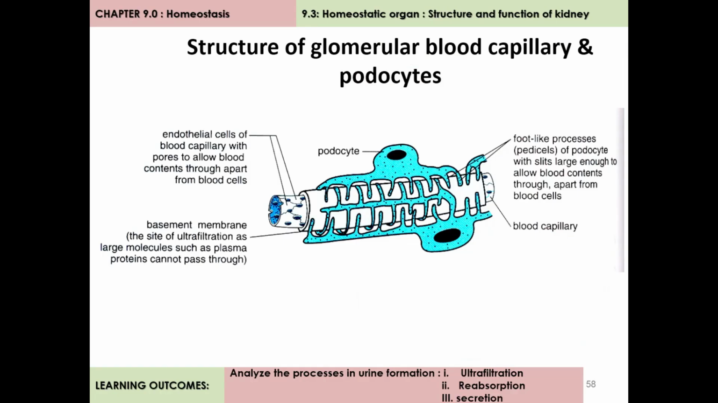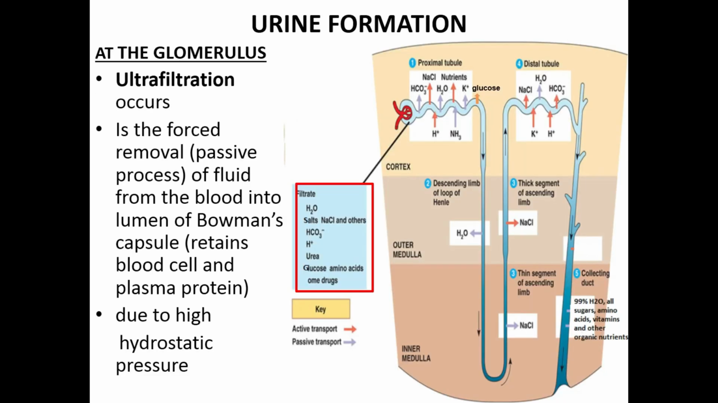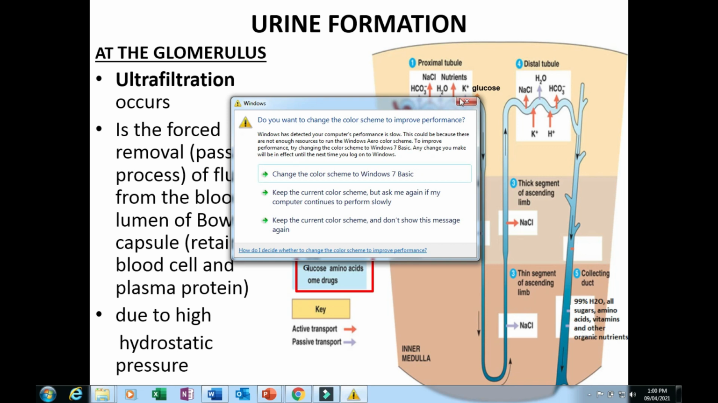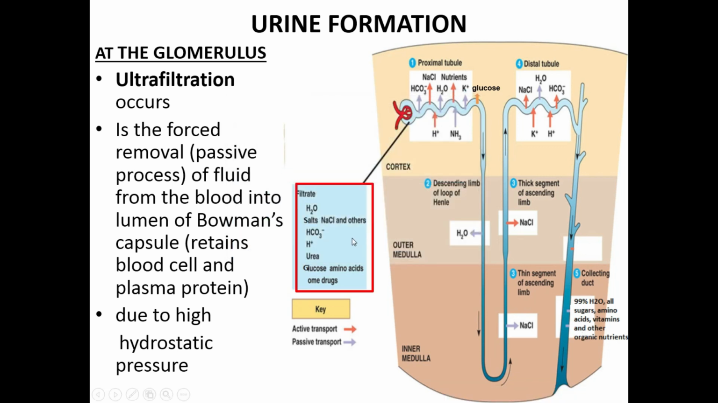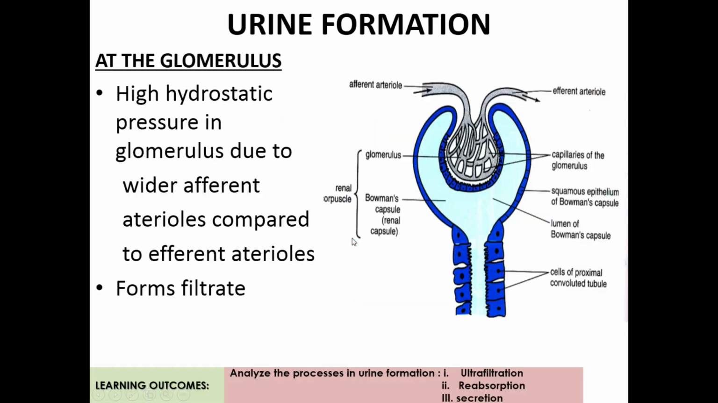Okay. Saya ulang balik. Yang pertama ialah awak ketahui apa itu arterial filtration. Okay, filtration occurs at where? Occurs at glomerulus. Okay. Apa maksud filtration? Is the forced removal of fluid from the blood, or the fluid from the blood will enter the Bowman capsule, except, remember, red blood cell and plasma protein. Okay, due to high hydrostatic pressure because of wider afferent arteriole compared to efferent arteriole. It will create high hydrostatic pressure, the first one.